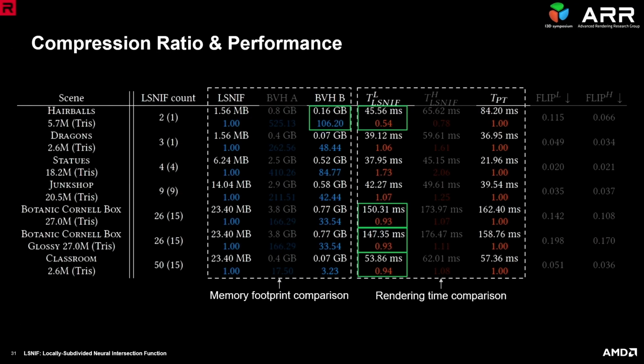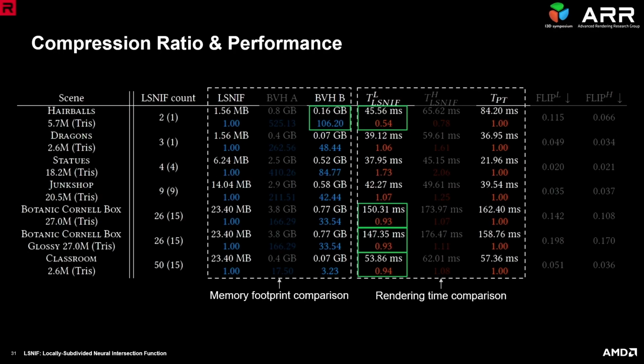And this table shows the memory footprint and performance comparison for several machines. There are two important things I want to mention here. One is that LSNIF reduces memory footprint up to 106 times compared to the compressed BVH. This column shows the memory footprint of LSNIF, and this column shows the compressed BVH. So we can achieve up to 106 times reduction.